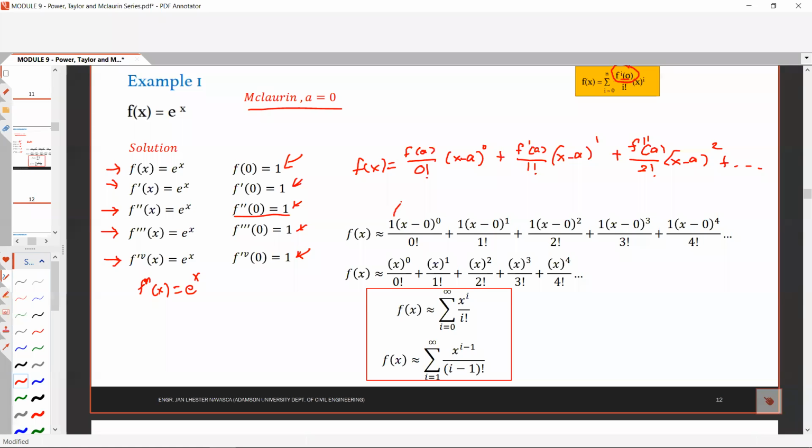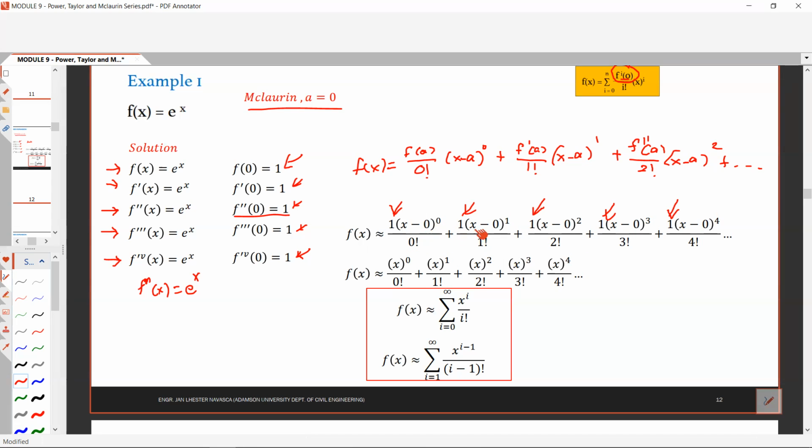Okay. Ito yung value f of a. This one is the value of f prime of a. This one is the value of f double prime of a, f triple prime of a, and f fourth prime of a. Okay, or fourth derivative of a. Okay, so substitute mo lang x minus, what is your a? 0, 0, 0, then 0 factorial, 1 factorial, 2 factorial, 3 factorial, and 4 factorial. Okay, sorry. So simplify natin para makakita tayo ng pattern.